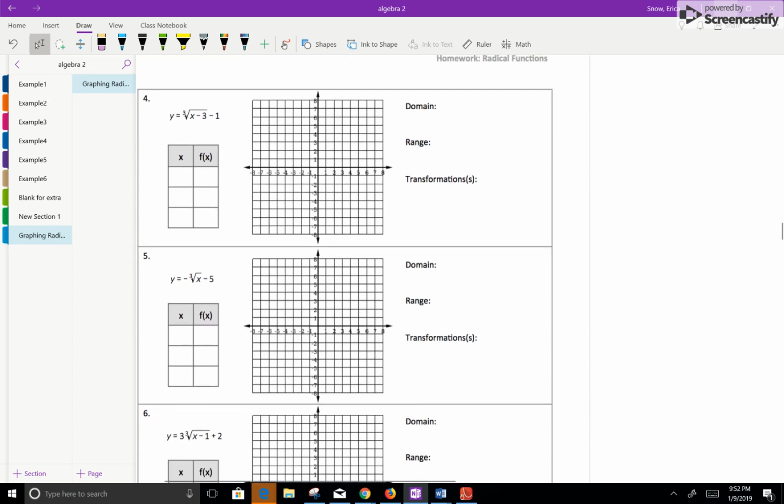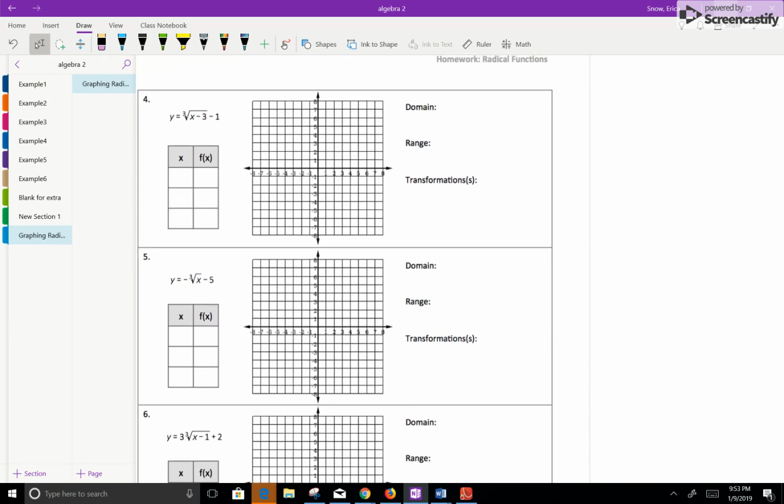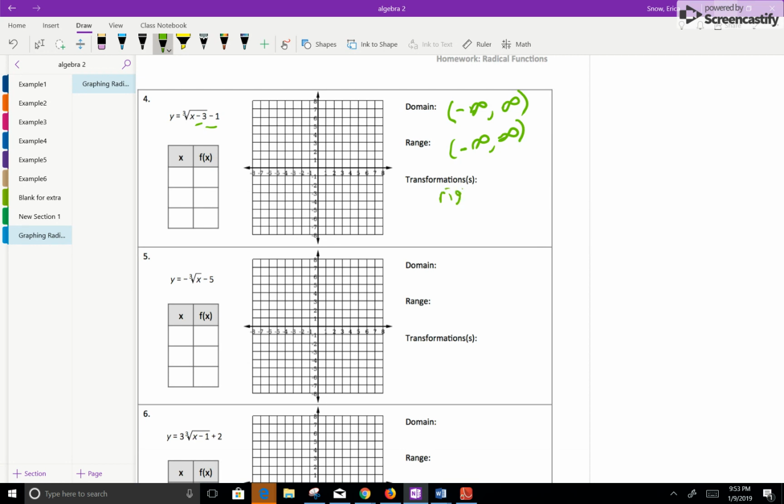We'll skip over here to number 4. And I, again, will post the answers for these, but I'm trying to keep your video not terribly long. Okay, for this one, the domain and range are negative infinity to infinity and negative infinity to infinity. Nothing weird about this one. Your transformations are given under the radical and outside the radical. So we're going to go right 3 and down 1.